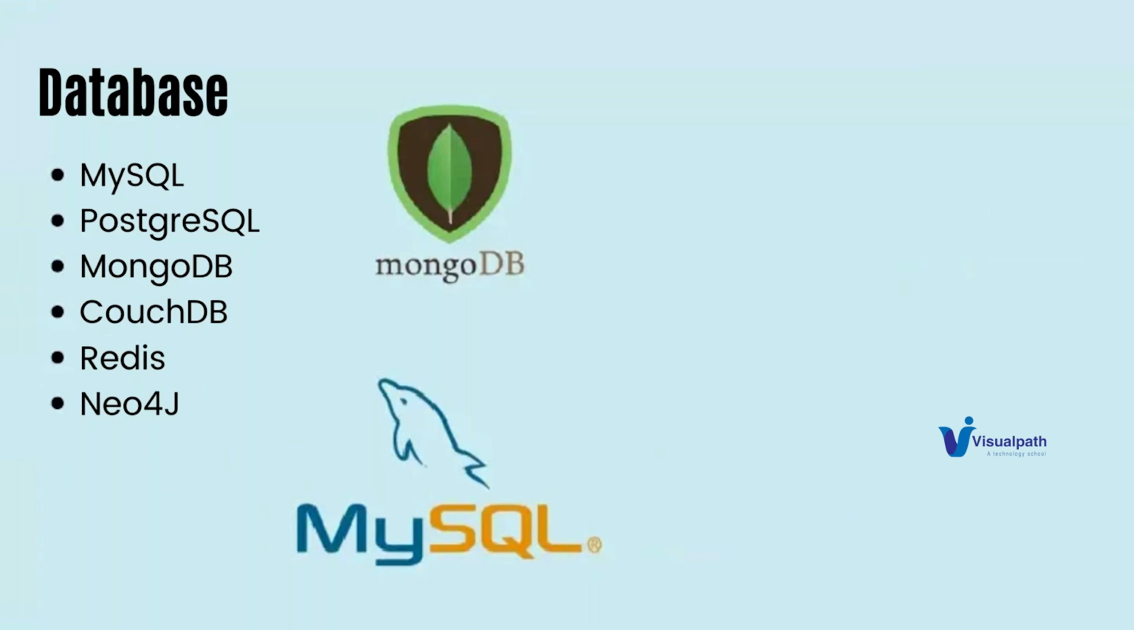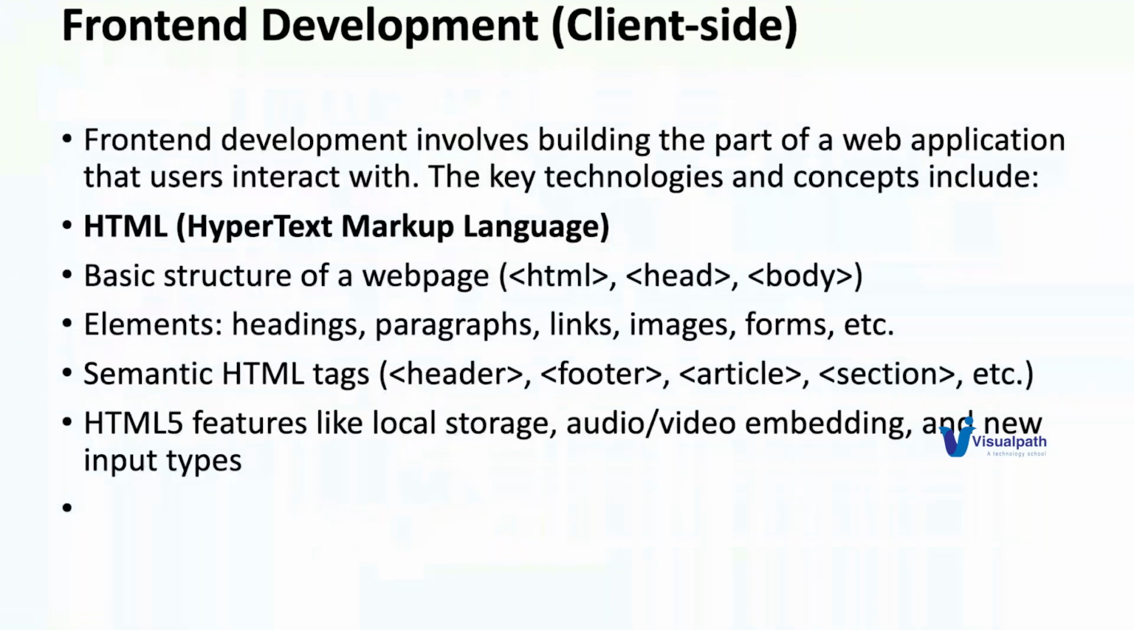We have just discussed what front end development is. It's nothing but client side coding. Front end development involves building the part of the web application that the user interacts with. The key technology concepts start with HTML. We already know we use the HTML head and body tags. The elements are headings, paragraphs, forms, semantics like header and footers and other things, and HTML5 features like local storage, embedding videos and other things.